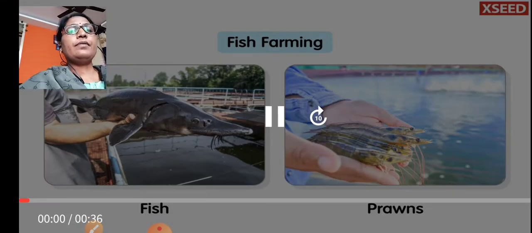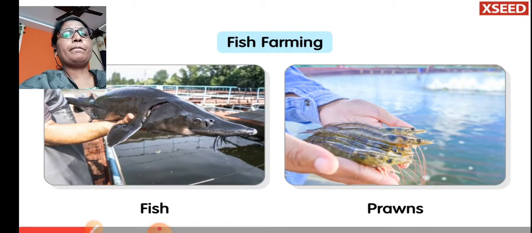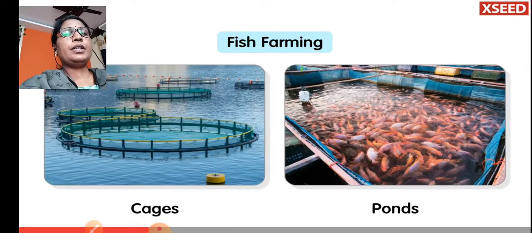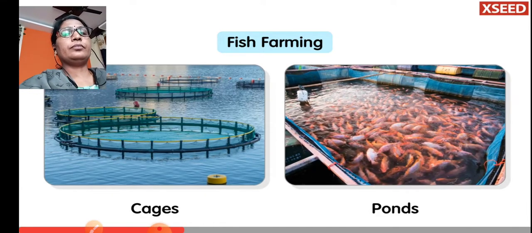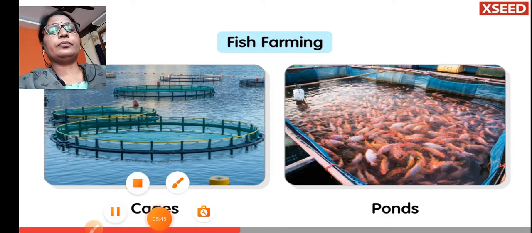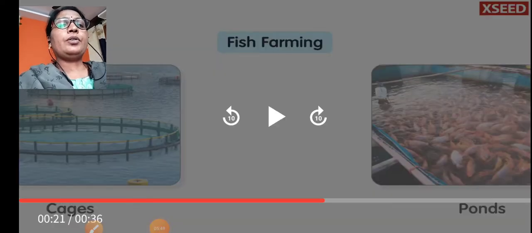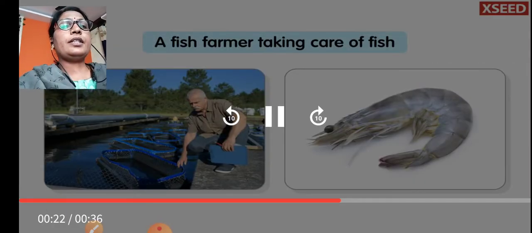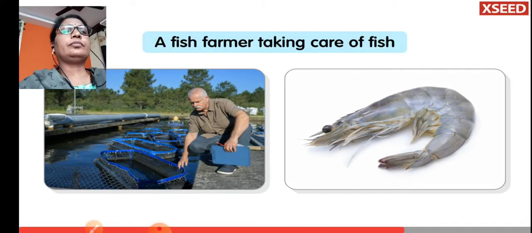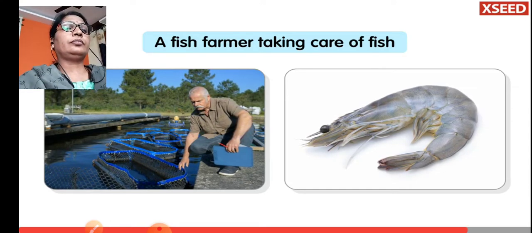You can see the video. Fish and prawns are reared on a large scale on fish farms. For fish farming, sometimes cages are placed in natural water bodies. You can see here that farmers take care of the fish and prawns on their farms and feed them regularly to produce more fish, which they can sell in the market.